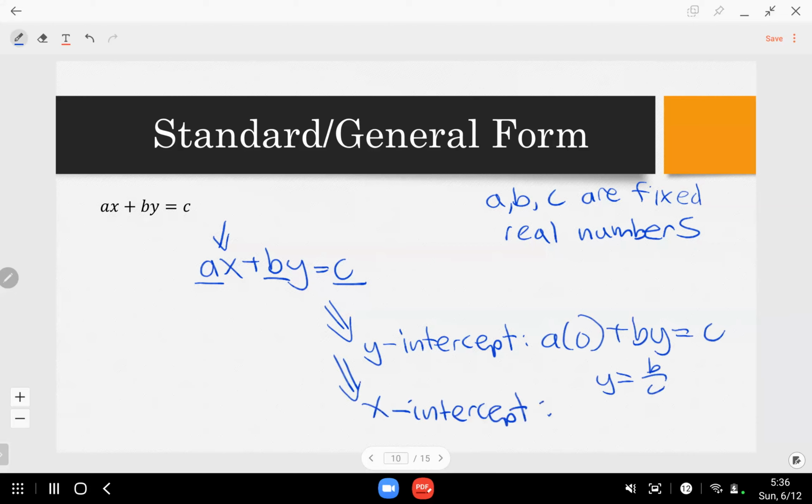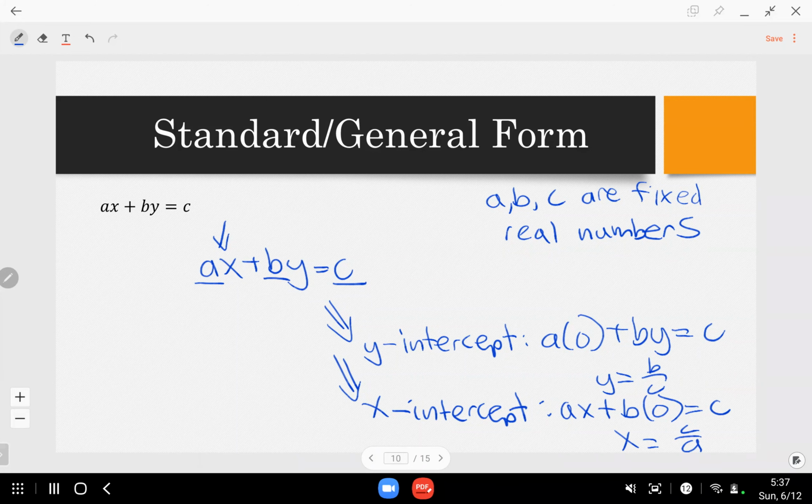The thing that is so different about this form is that it does not give you just 1 point and a slope. It gives you 2 points, the y-intercept and the x-intercept. You see that x is equal to c over a. Now that you have 2 points, the y-intercept and the x-intercept, which are incredibly easy to acquire, you can graph the line quite easily.